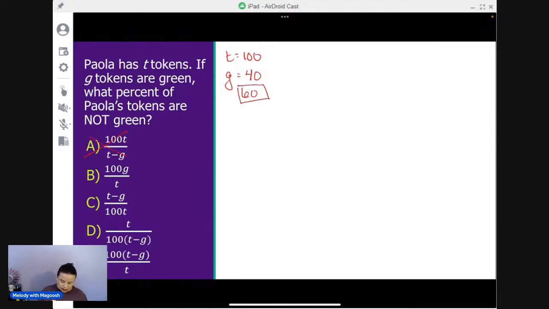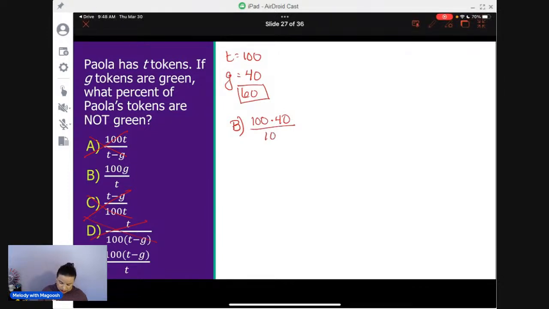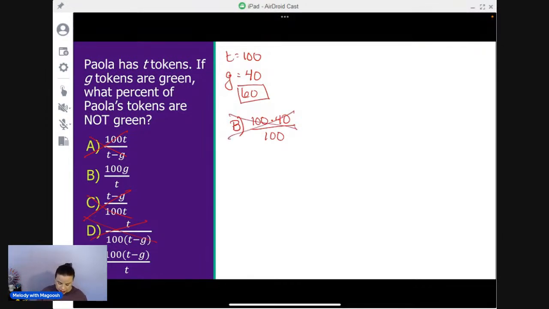We don't test A, C, or D. Once they're eliminated once, they're eliminated forever. So all we have to do now is answer choice B, 100 times my new G value, 40, over T, 100. Well, that's definitely not 50. All of a sudden, we can see clearly that's not 50, is it? Nope. So we could probably pick E right away, but let's prove it to ourselves. 100 times T minus G, 100 minus 40, over T, 100. Yep, that's 60. That's my right answer, and it's E.